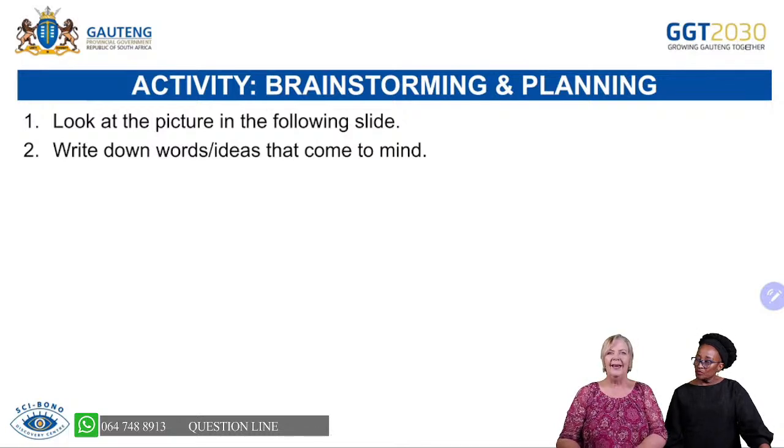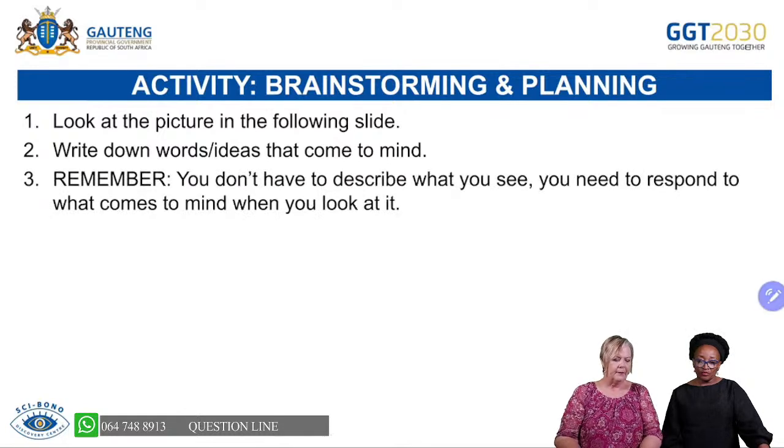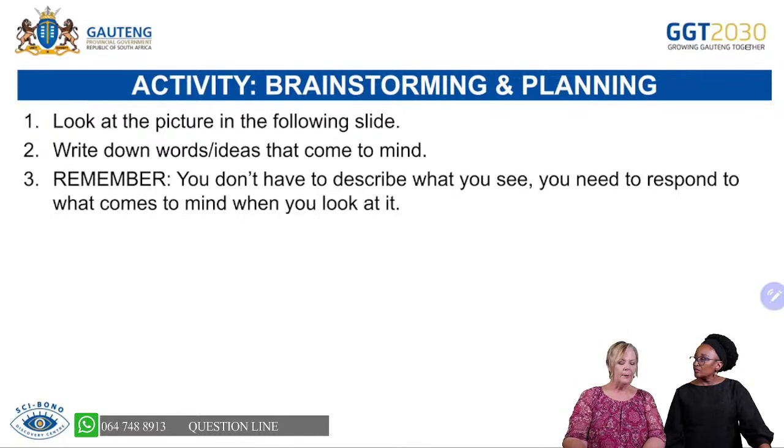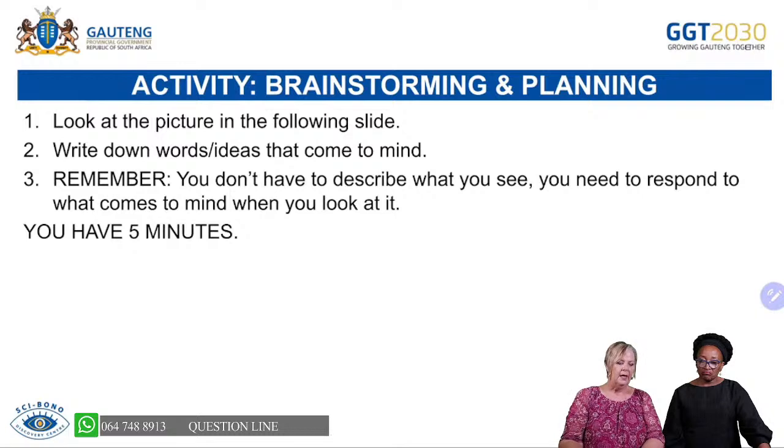Don't worry about it having to be neat. Don't worry that it could be wrong. You write down everything that comes to mind. Remember, you don't have to describe what you see. You need to respond to what comes to mind when you look at it. And you have 5 minutes for this activity.